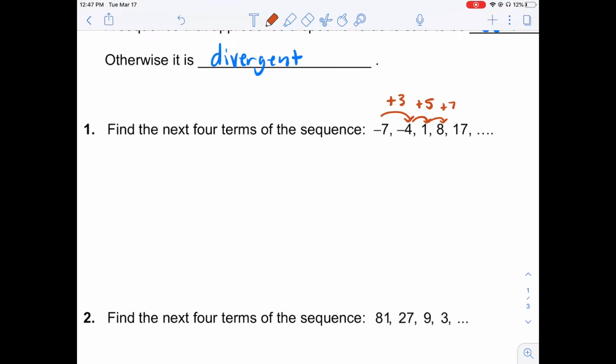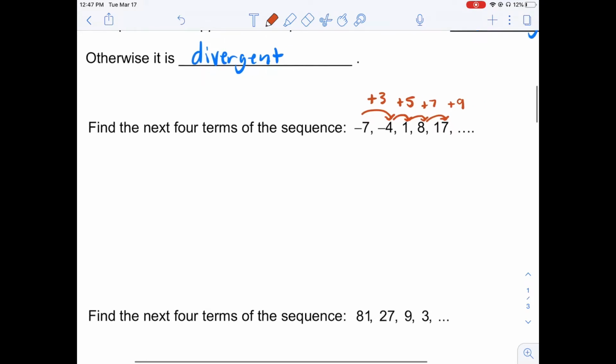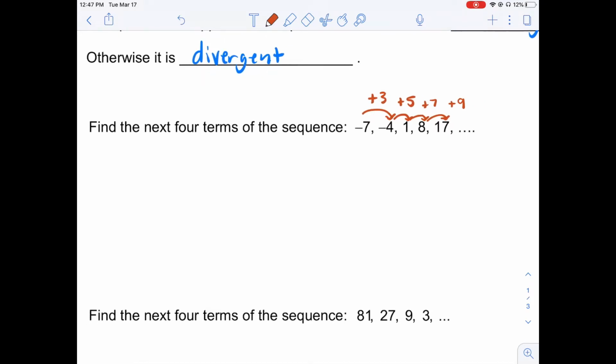Maybe you're starting to see a pattern develop here. Let's see if the pattern continues. I go from 8 to 17, and I add 9. Interesting. Okay. Here's what I'm noticing. It looks like the pattern is these are going up by adding the next odd number each time.